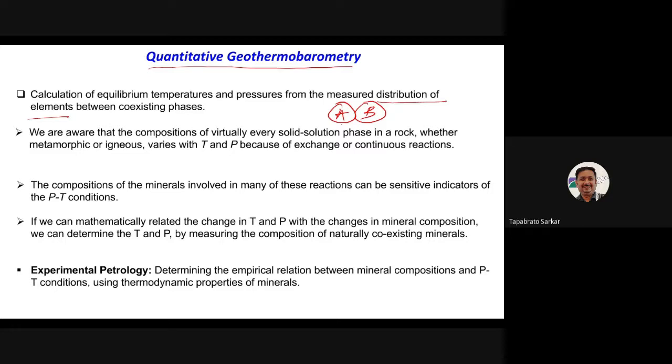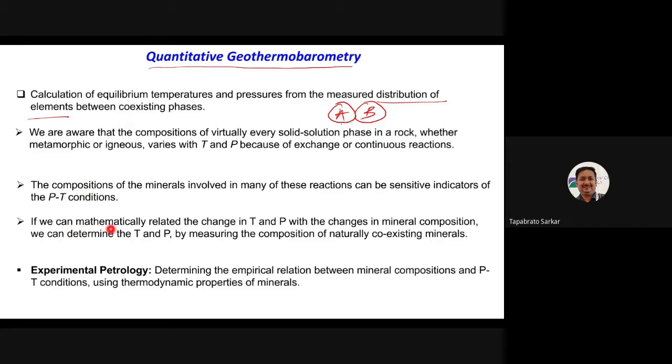Now the point is, if we can determine this relation mathematically, then we can use this relation and the compositions that we can measure to calculate the pressure and the temperature of formation. That's the basic principle behind quantitative geothermobarometry. So the compositions of the minerals involved in many of these reactions can be sensitive indicators of pressure and temperature conditions.